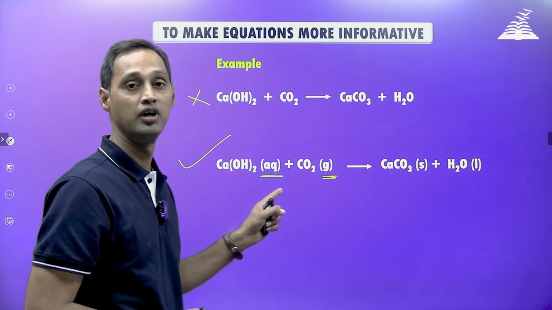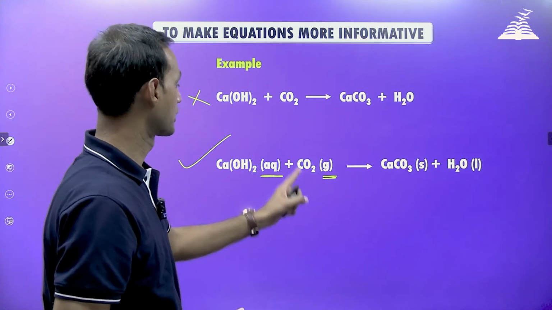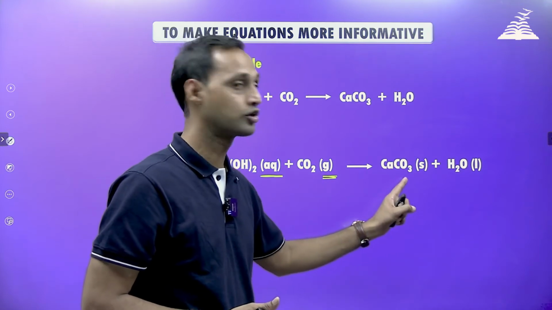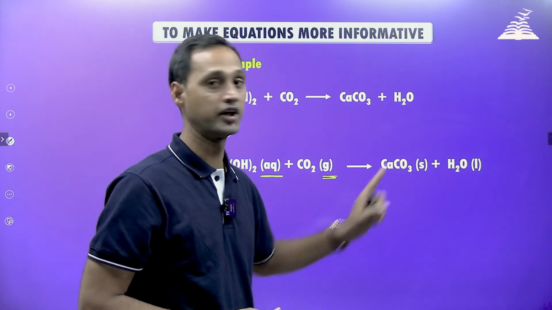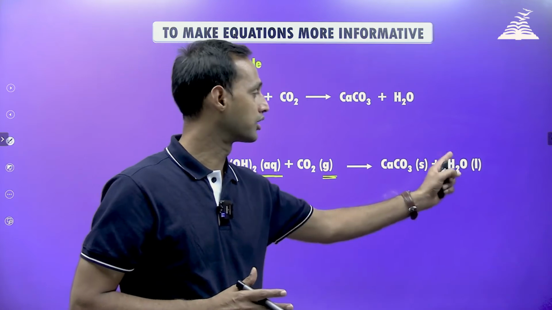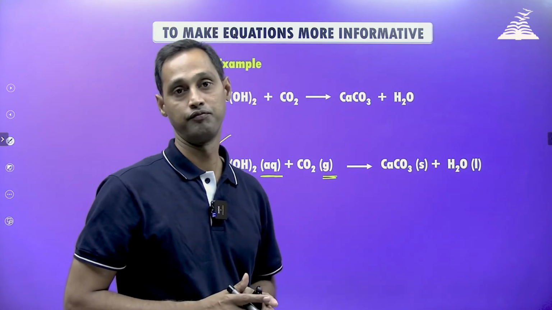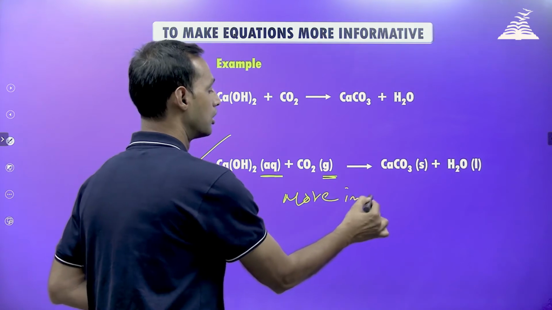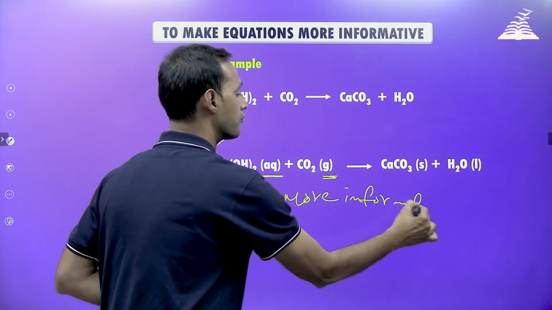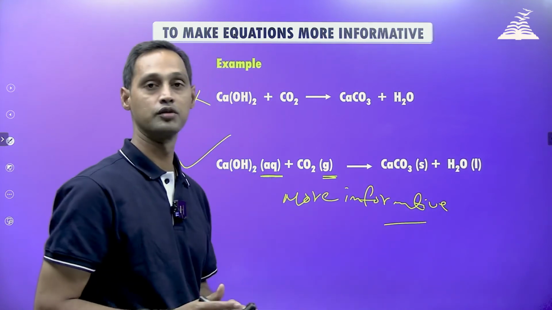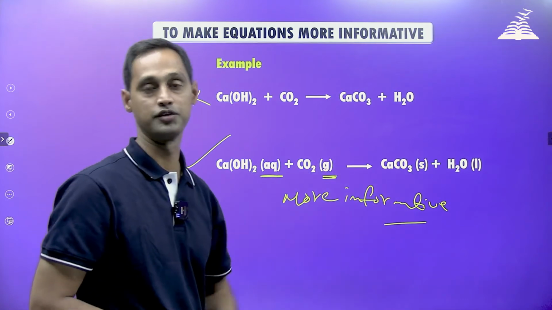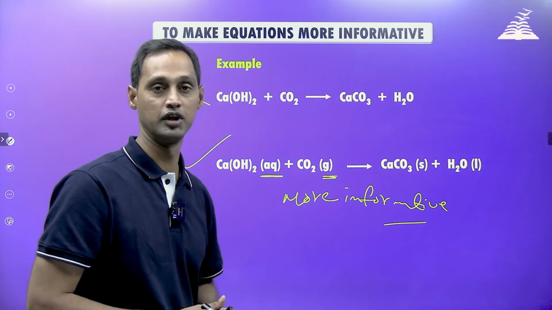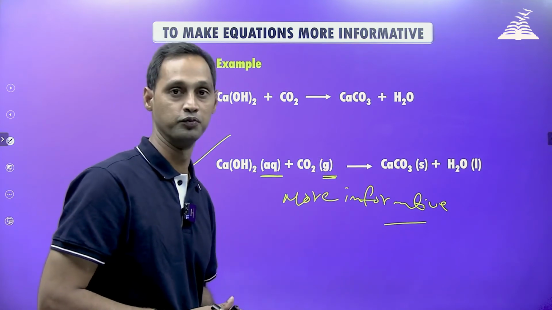Calcium hydroxide is an aqueous solution. Carbon dioxide we are taking is in its gaseous state. And calcium carbonate formed is precipitated, which is in solid state. And then water, liquid state. So this is more informative, because we are writing physical states of the substances. We are mentioning state symbols of the substances in the equation, so that it is more informative.